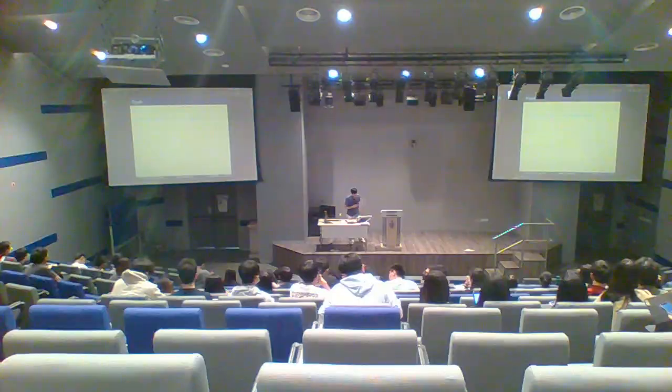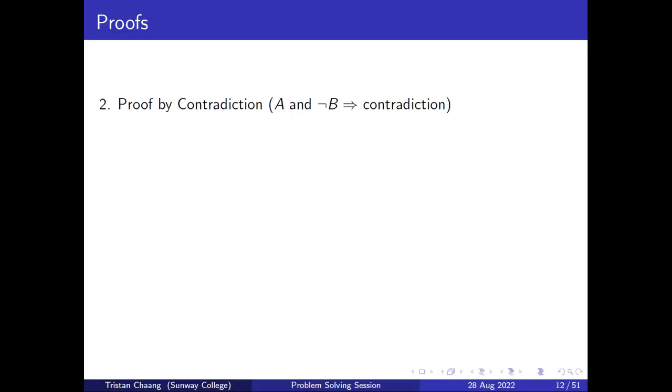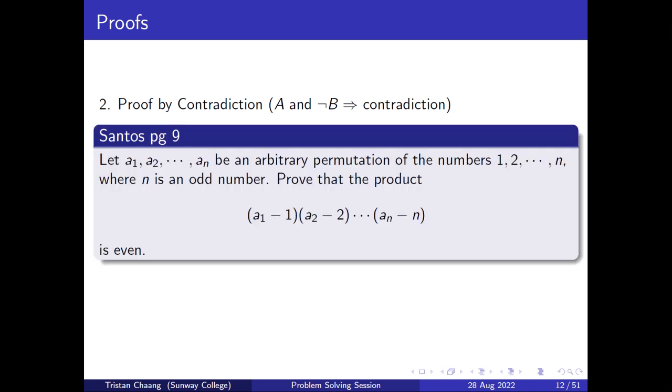Okay, so another one is called proof by contradiction, which I guess most of you have already seen for the proof of the irrationality of square root 2. But I won't be discussing that example, you can research it yourself. But I will look at a problem here that is from a book that at the end of the lecture I will recommend some books that you can see. So this is from Santos, page 9.